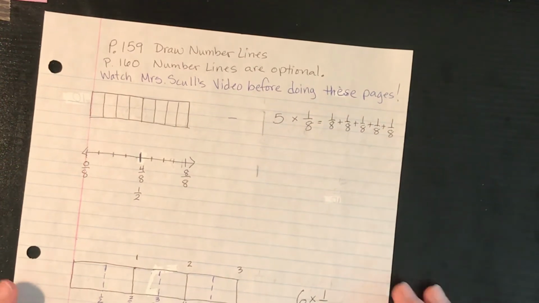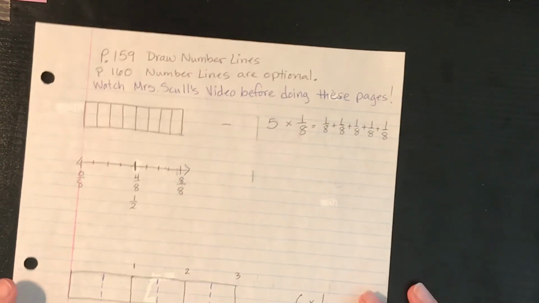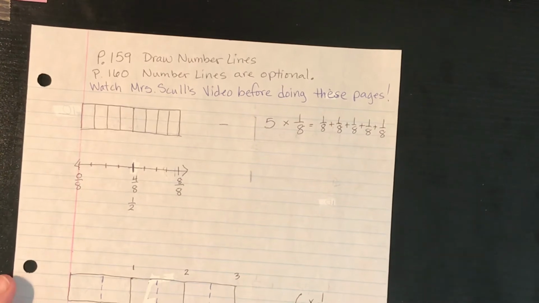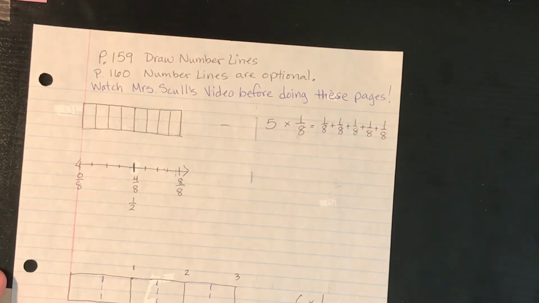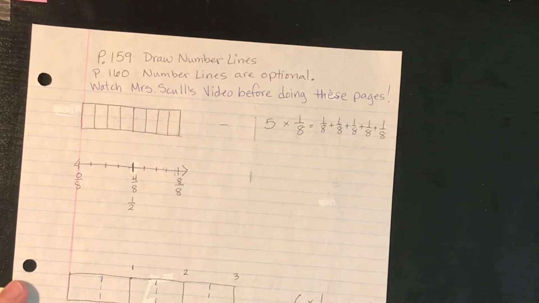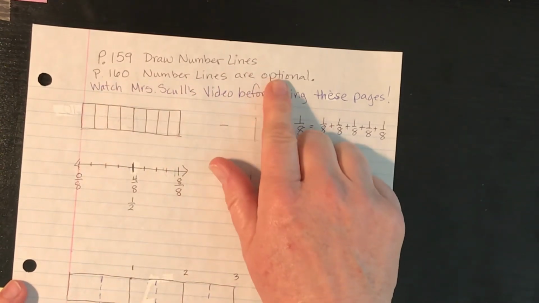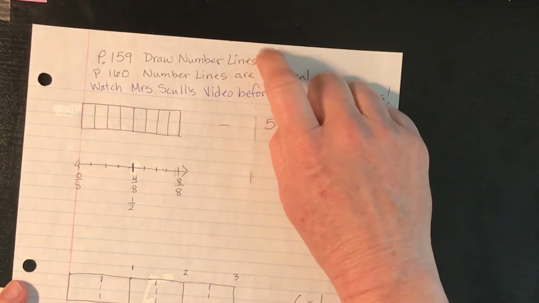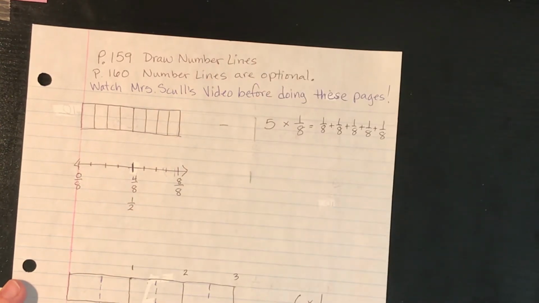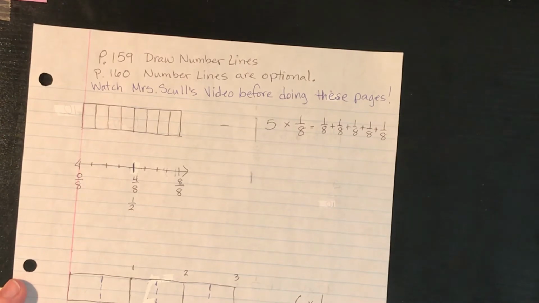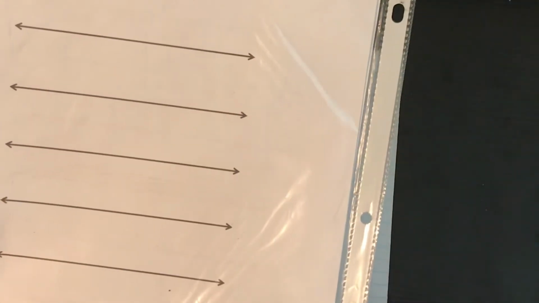All right, so you should have supplies out in front of you so that we're ready to do a little work together so you understand what to do on page 159 and 160. I also want to let you know that on page 160, the number lines are optional. I definitely want you to try to draw number lines on page 159. On 160, they're optional. And again, if you haven't torn out page 119, that's a nice blank number line you could use as well.